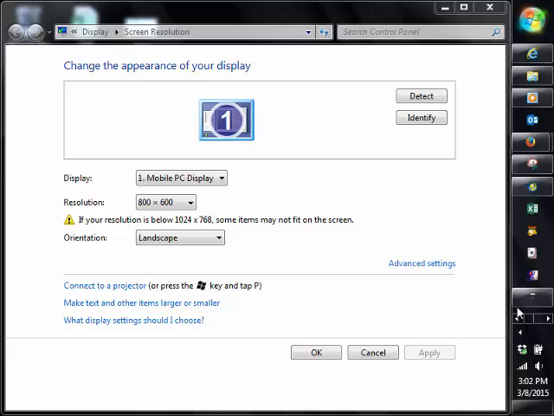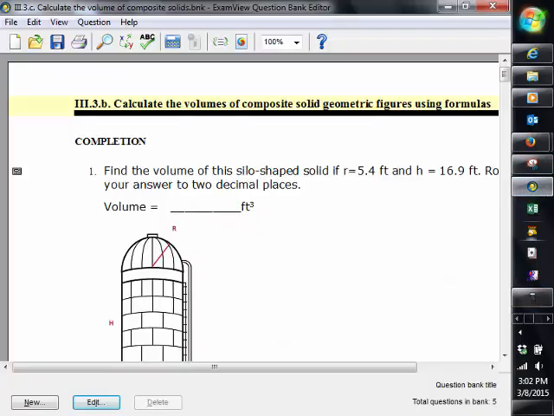We are making a video. Today we are covering lesson 3.3.B, calculating the volume of composite solids.